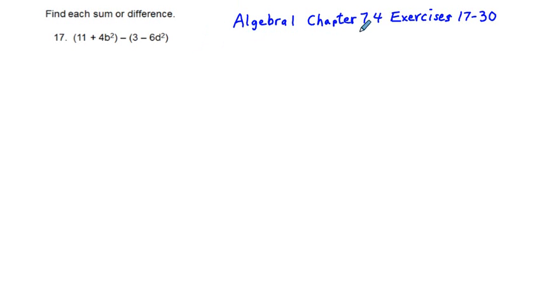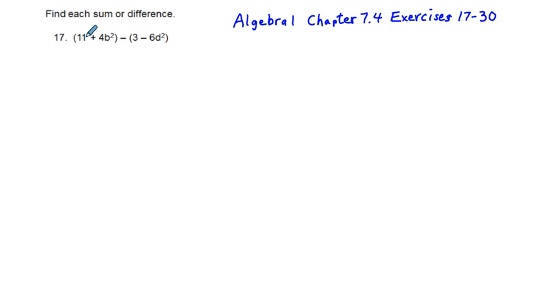Algebra 1, Chapter 7.4, Exercise 17 through 13. This builds onto the exercise set 1 through 16. Find each sum or difference. I'm going to do the odd number problems in this set. And I'm going to rewrite this.